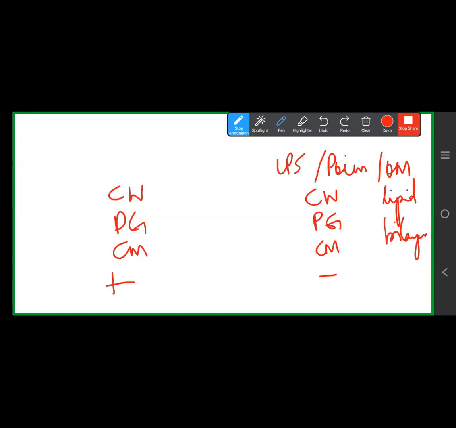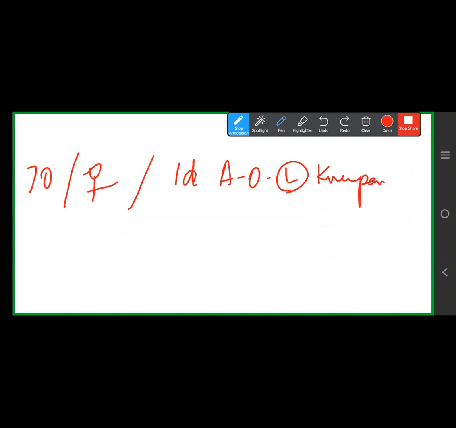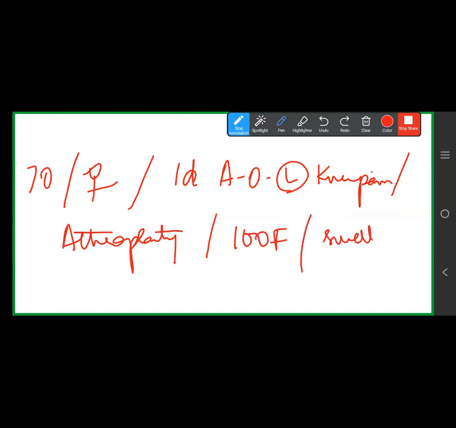Now let's say one more case scenario. A 70-year-old woman is coming to the emergency department with 1 day of acute onset left knee pain. She recently had an arthroplasty done 2 weeks ago. Now she's coming with a fever of 100 degrees Celsius, swelling, erythema, and decreased range of motion.